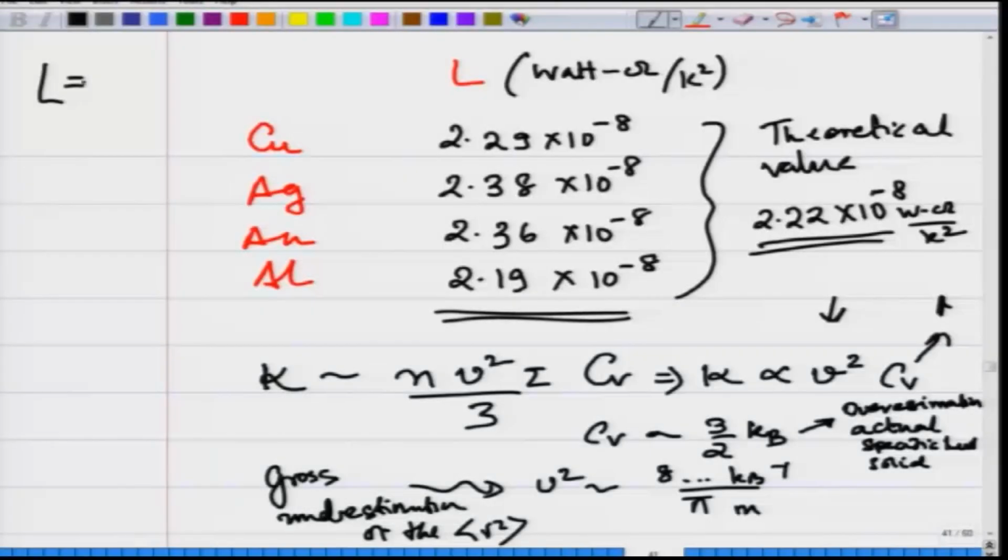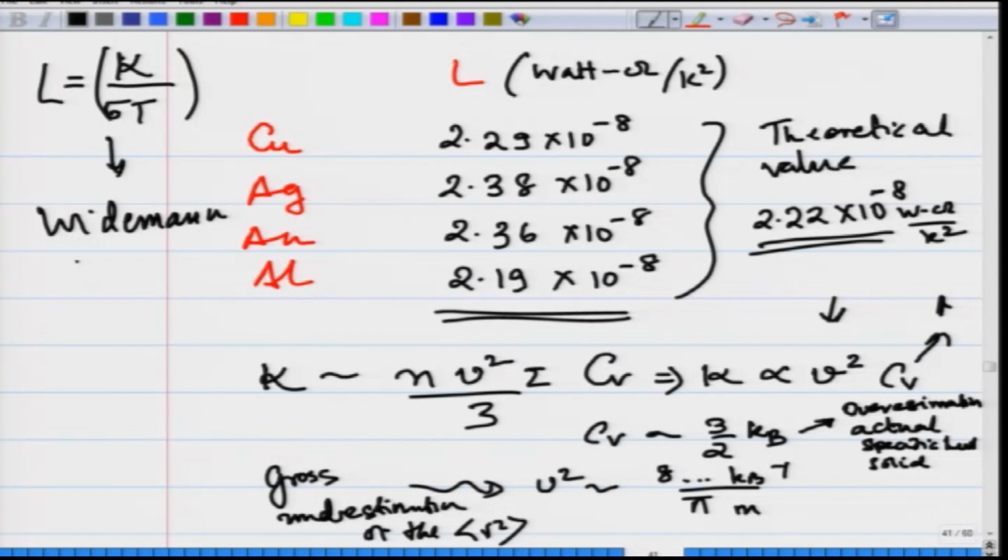But be that as it may, this value L, which is a ratio of the thermal conductivity to the electrical conductivity into temperature, is a very important quantity, and it is associated with this law which is called the Wiedemann-Franz law, which describes the relationship between thermal and electrical conductivity, and we get a number which is reasonable.